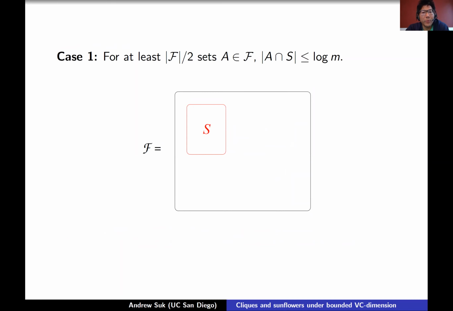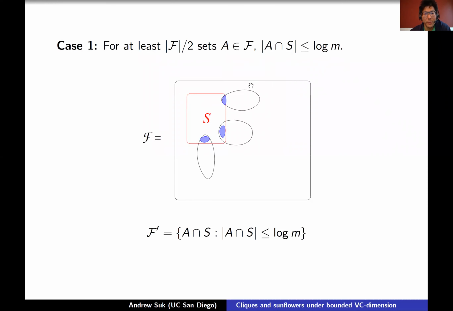Okay, so now we can break up the proof into two cases. The first case is when at least half of the sets intersect S in a rather small way, so on just log M vertices. So suppose many sets intersect S on just log M vertices.